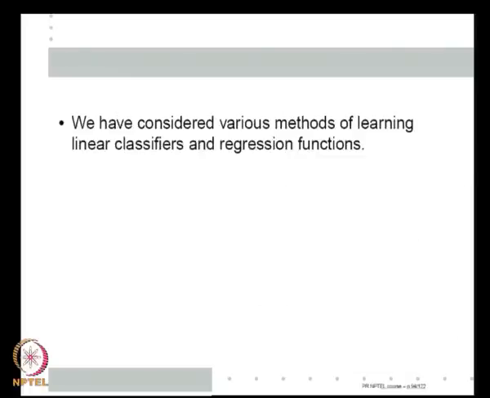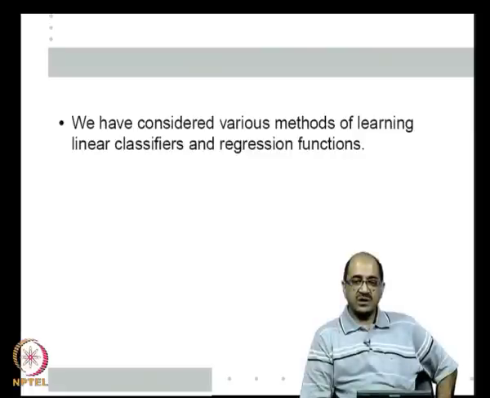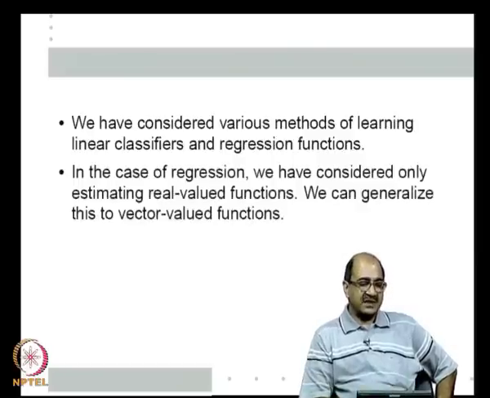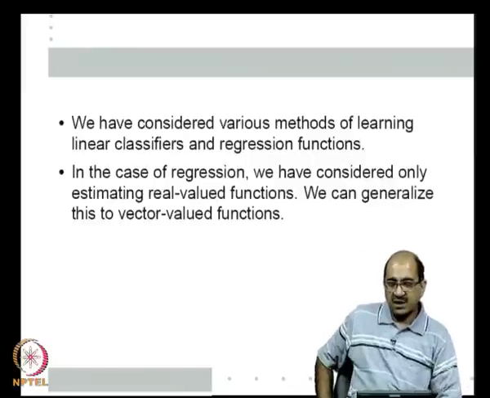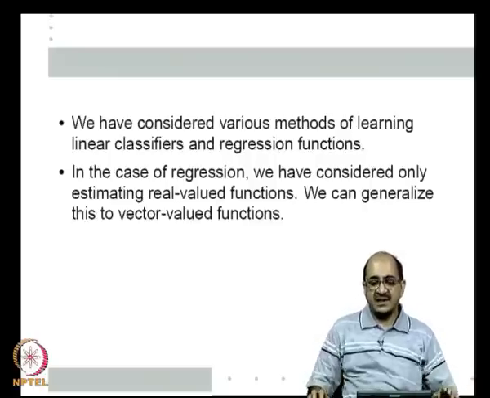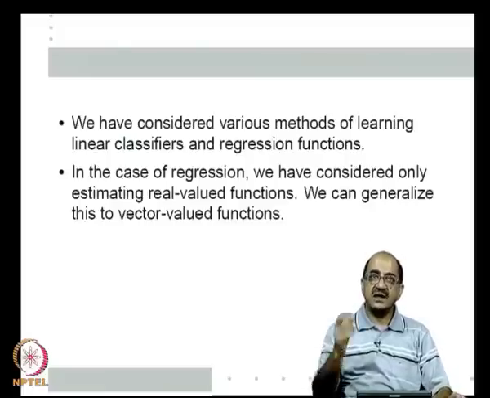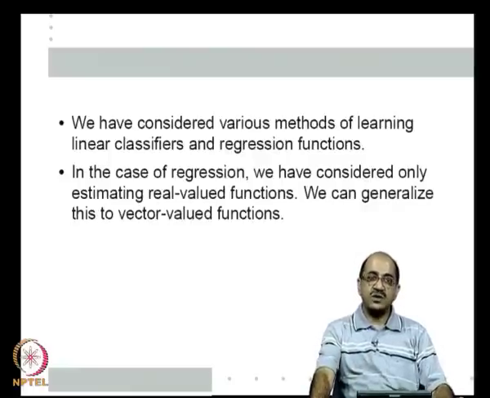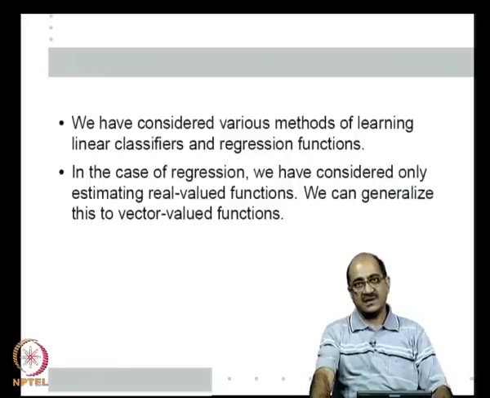So, to move on, we have considered various methods of learning linear classifiers and linear regression models, starting with perceptron, and then we spent a lot of time on linear least squares methods and now Fisher linear discriminant. But most of the time, when we are doing regression, we are restricting ourselves to targets being in R. In the regression case, we assume the training data is (xi, yi), where yi belongs to R. What it means is we are only estimating real valued functions. So, one generalization that we may want to do is to generalize this to vector valued functions.